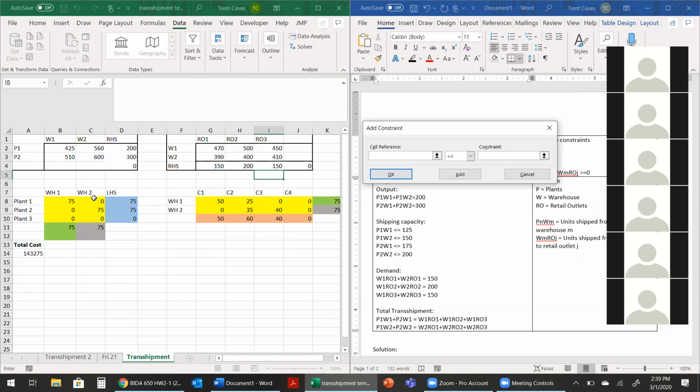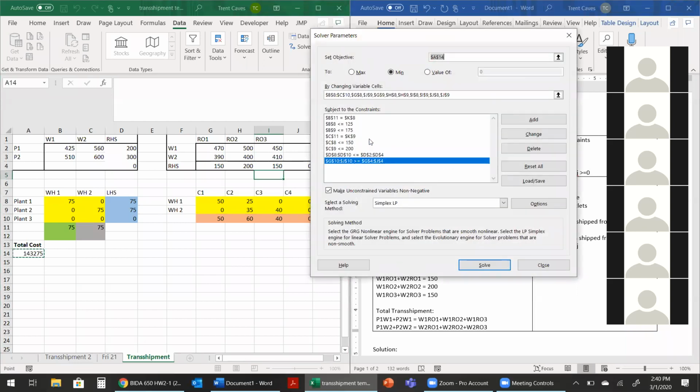Add another constraint for plant 1 to warehouse 2, which is 150. Add a constraint for plant 2 to warehouse 1, 175. Good. And plant 2, warehouse 2, 200. So you see, I just clicked add after each of them, and then I click OK on the last one, and it brings those over in here.